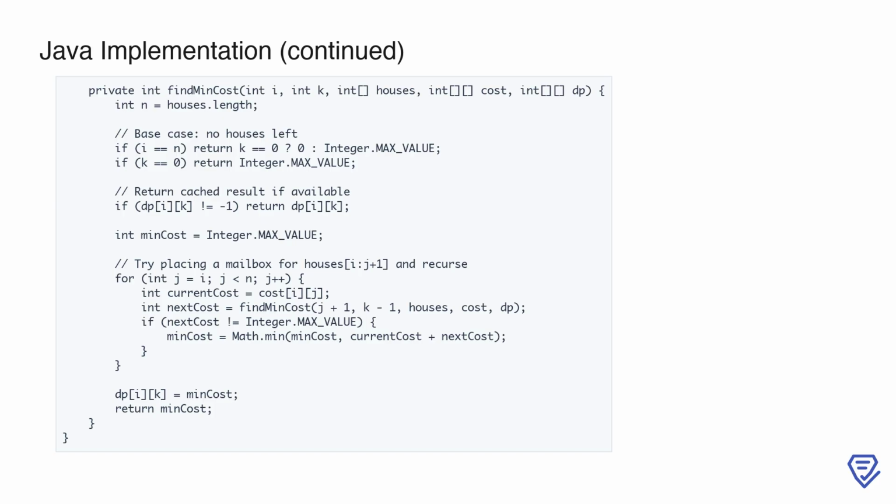Otherwise, we iterate through all possible ranges of houses starting from i, calculating the cost of placing a mailbox for the current range and recursively determining the cost for the remaining houses and mailboxes. The minimum cost across all valid placements is stored in dp[i][k] and returned. This approach ensures efficiency by avoiding redundant calculations while systematically exploring all possibilities.